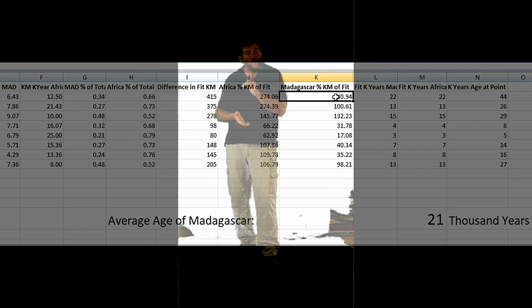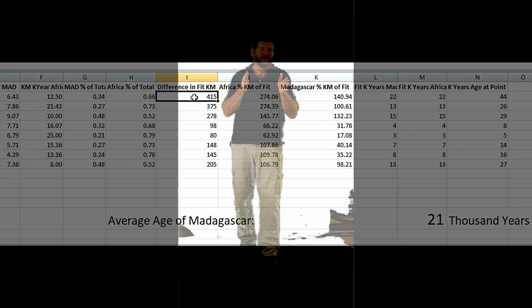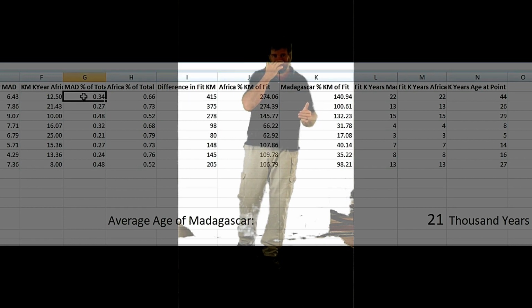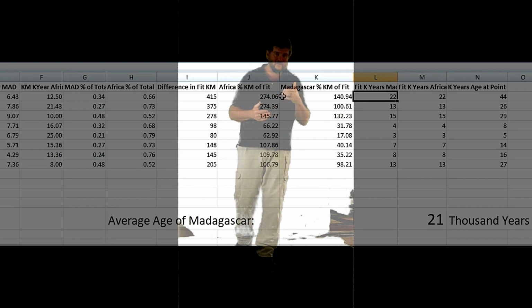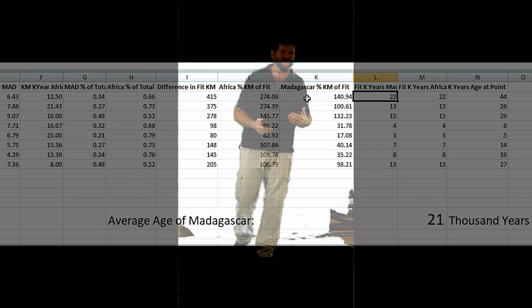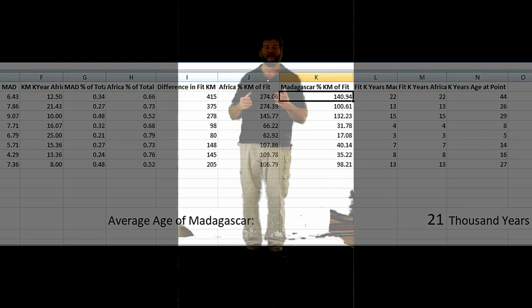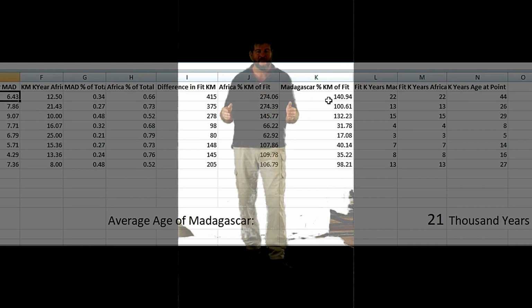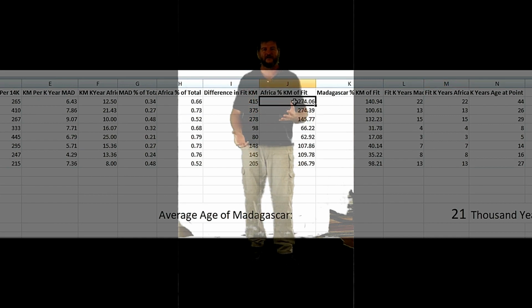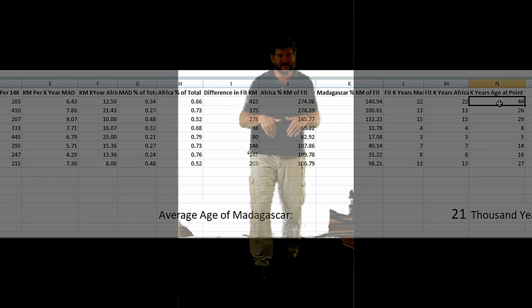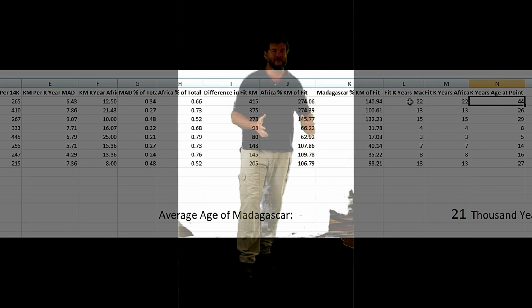Now, using Africa's ratio of the percent distance to fit, determine its portion of kilometers of the 2-foot to fit perfect distance, and then do the same for Madagascar. Now we take the African fit distance and divide by its previously calculated distance traveled per 1,000 years. Then do the same for Madagascar. This gives Africa's and Madagascar's lost fit times in thousands of years.